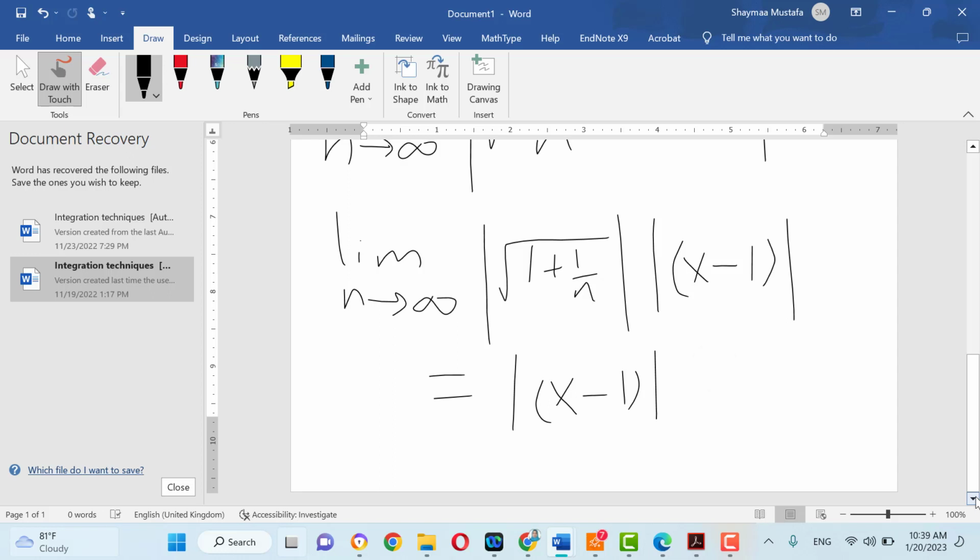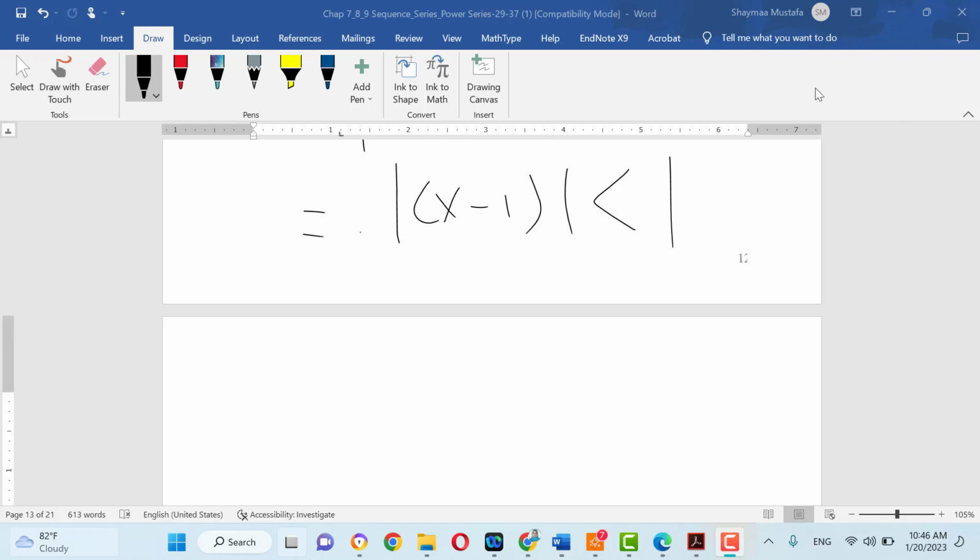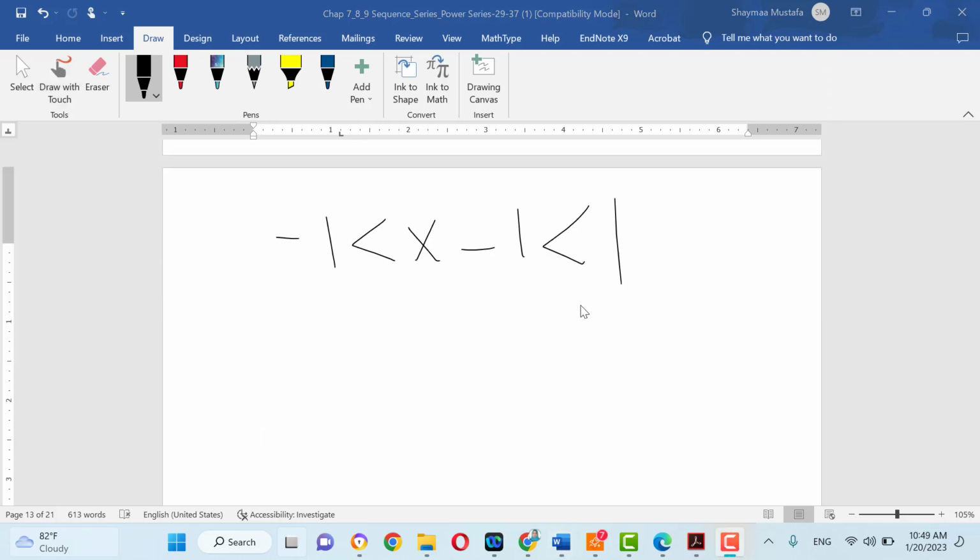To be convergent, this limit should be less than 1. So to know the radius of convergence, we have to make the absolute value of the limit less than 1. So this will be from minus 1 less than x minus 1 less than 1. Since the absolute value of x minus 1 is less than 1, this means that minus 1 is less than x minus 1, which is less than 1.